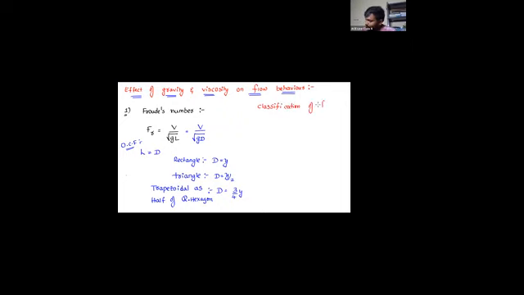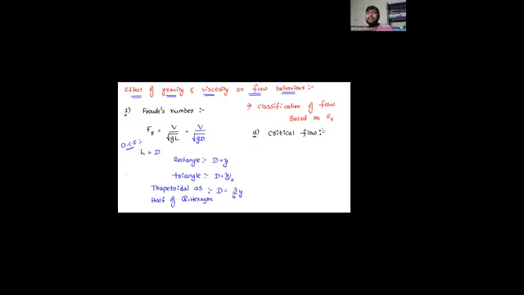Classification of flow based on Froude number. Based on Froude number, the first one is critical flow. So when do you say critical flow, sir?